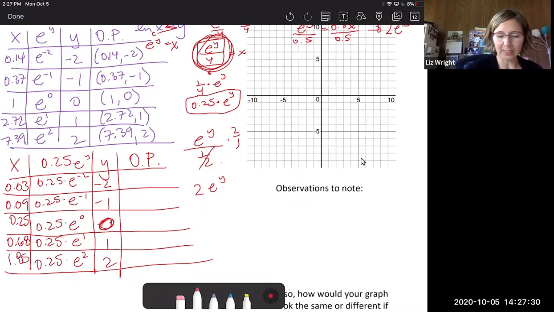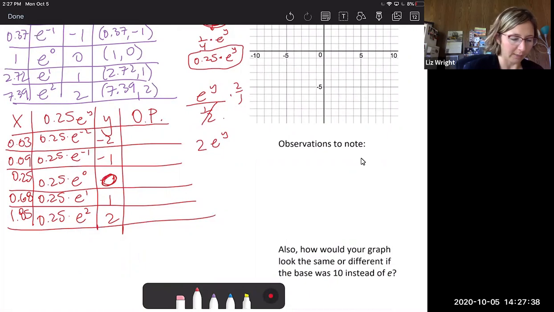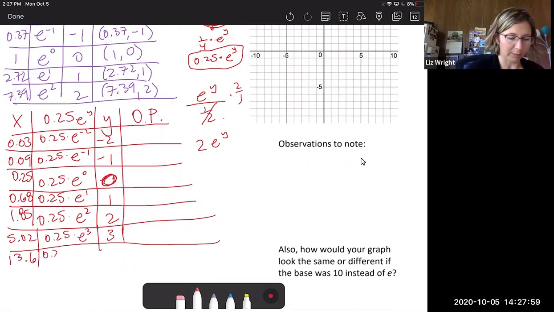And then I'm just going to give you a couple more ordered pairs for this one because, as you can tell, it's hardly growing. It's not growing at a very fast rate. So the next one I'm going to give you is 5.02, and that's going to be e to the third. And then I did one more because this one grew so slowly, 13.6. That's going to be 0.25 times e to the fourth. And then the other value is going to be 4. So I'm going to fill those in as my ordered pairs.